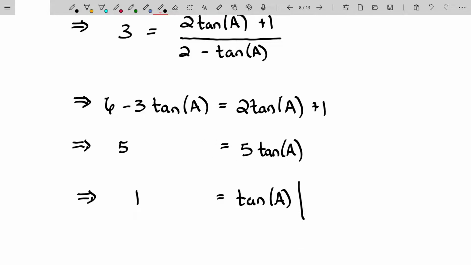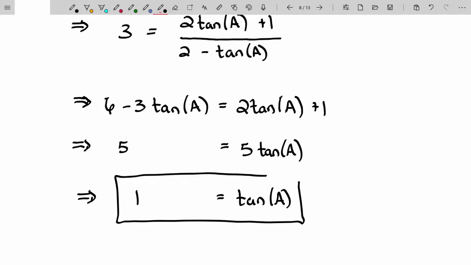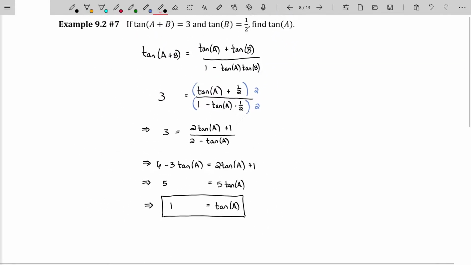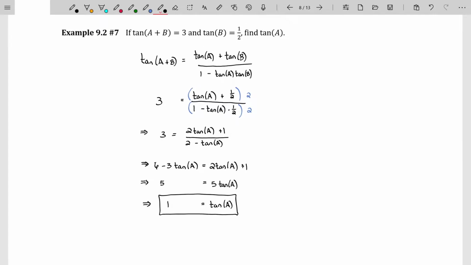Notice they did not ask me what is A, they asked me what's the tangent of A. There are actually an infinite number of answers for what A is. It could be pi over 4, it could be 5 pi over 4, it could be any integer multiple of pi away from pi over 4. So I cannot tell you what A is, but I could definitely tell you what tangent of A is.